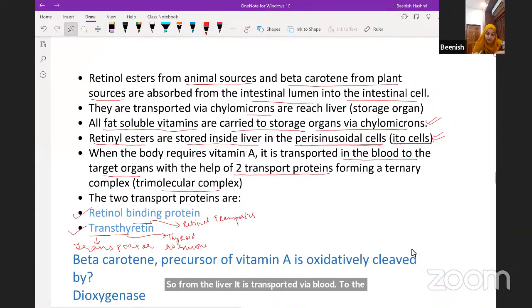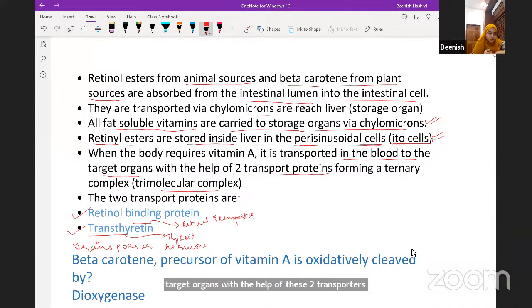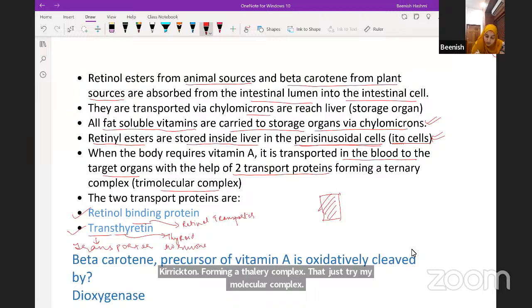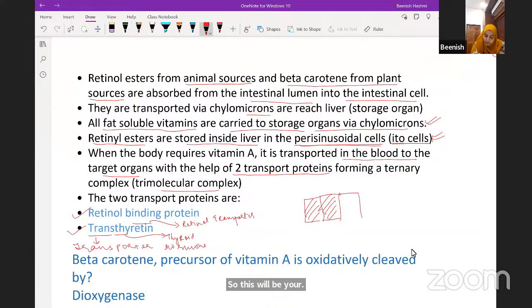That is your retinol binding protein and your transthyretin, forming a ternary complex, that is a tri-molecular complex. So this will be your retinol, this will be your retinol binding protein and this will be your transthyretin. So this forms a ternary complex or tri-molecular complex.